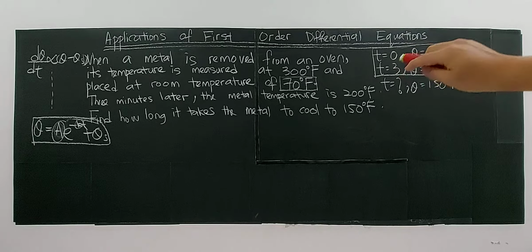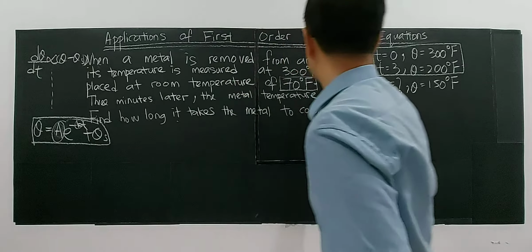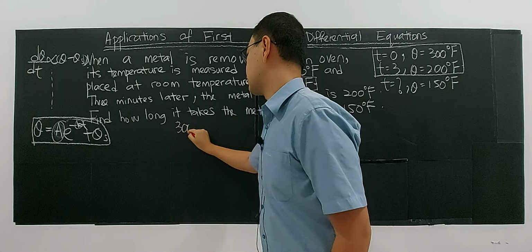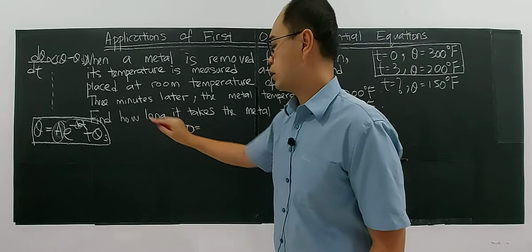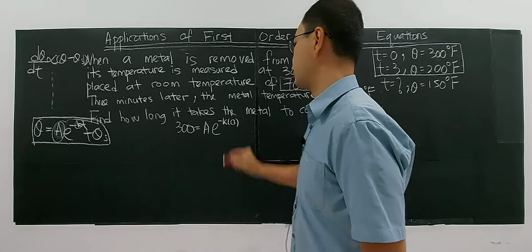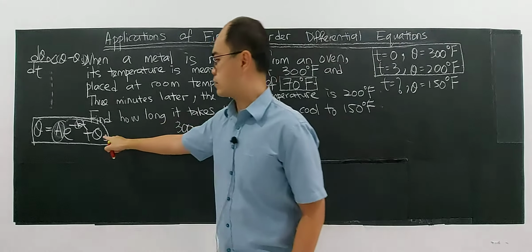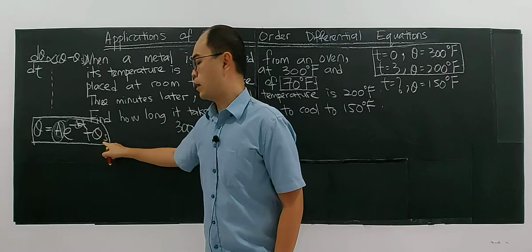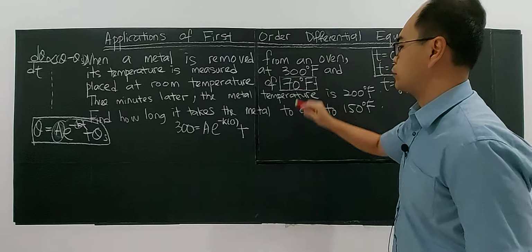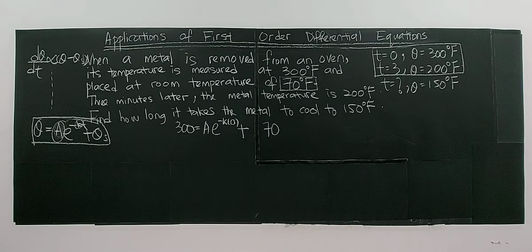So we use the conditions here. When t is 0, the temperature is 300 degrees Fahrenheit. So we substitute 300 into the equation: A e negative k times 0, as the time is 0, plus theta s. What is theta s? This is the surrounding temperature which is already given. The room temperature is 70 degrees Fahrenheit. So this is the first thing that you should do.